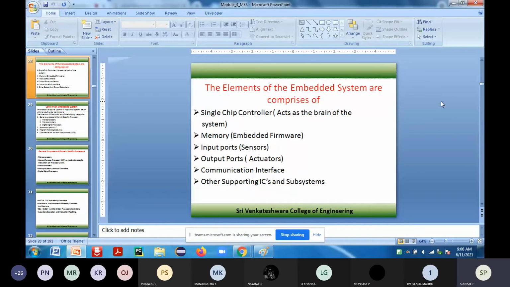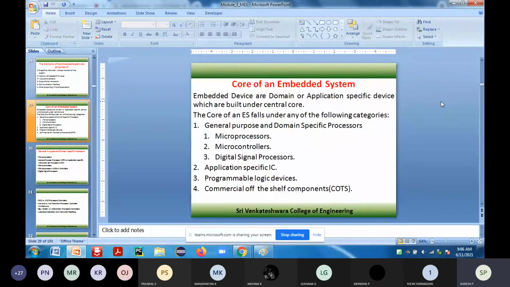When it comes to the core of an embedded system, the embedded system which you are going to design may be application specific or domain specific. Either domain specific or application specific devices are built around a central core. That means the core is the single control unit, nothing but the CPU. Here the microcontroller will be acting as the core, around which the system will be built.